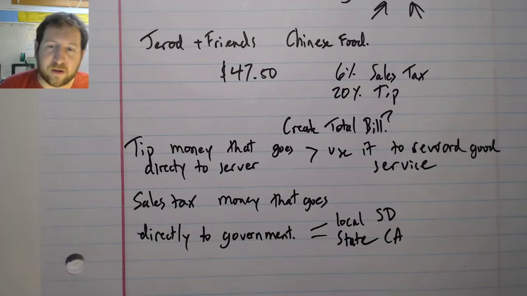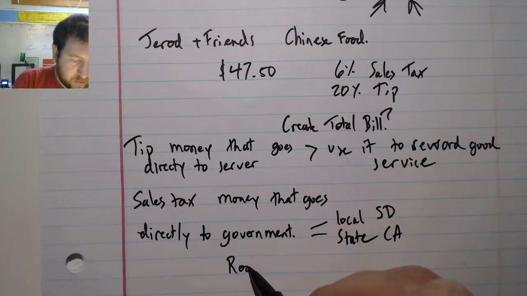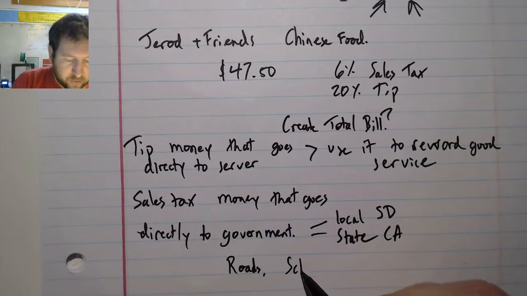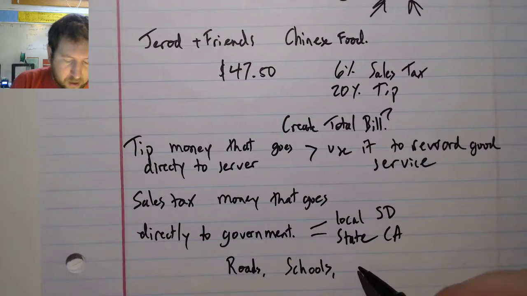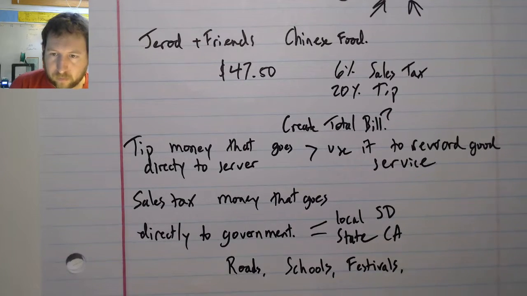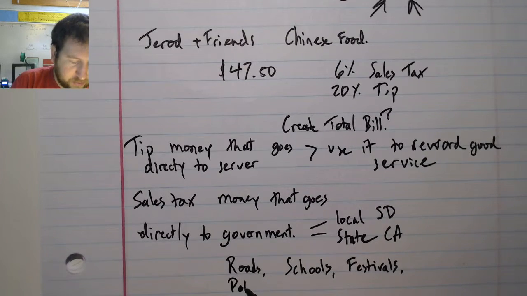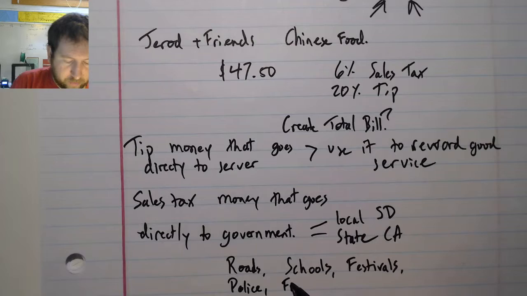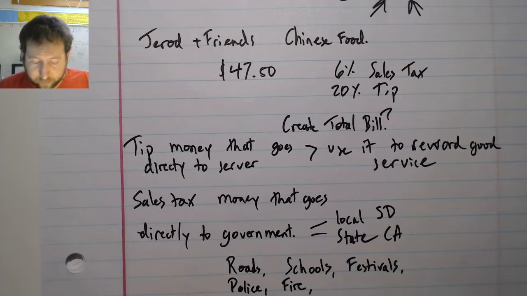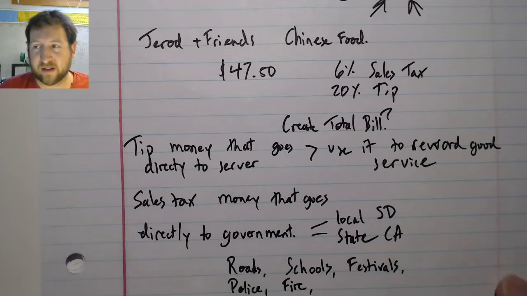And they are going to use it to spend on things like roads, schools, festivals, and any other things that they need to. It's going to go to police, fire, and anything else that they need to buy in order to get the city running.